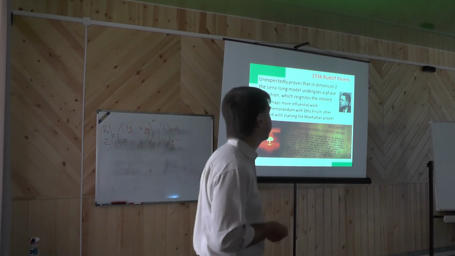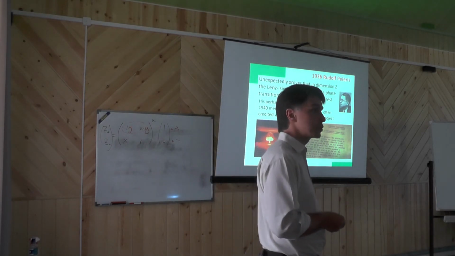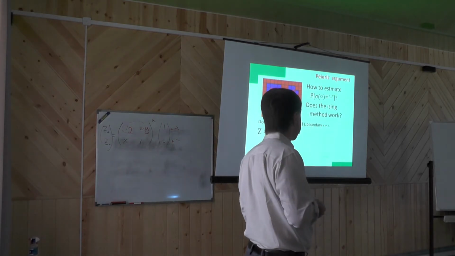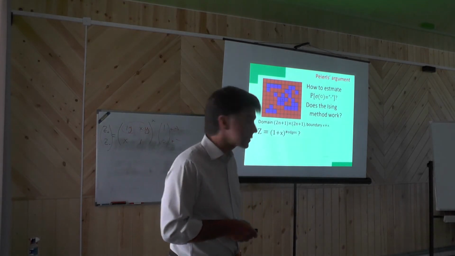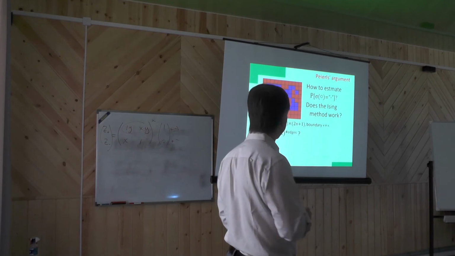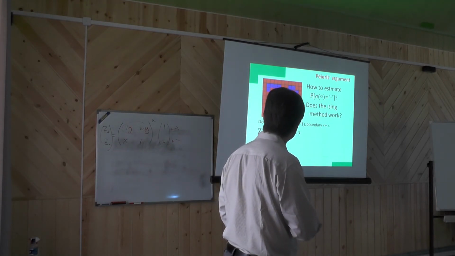And one of the things he did, he observed that actually in dimension 2 the Lenz-Ising model undergoes a phase transition. So it's actually a correct model for magnetism, or at least it exhibits the phase transition. So here's his argument. So we try to do the same thing, not for one dimension, but dimension 2. So we take a square. So here is a square 11 times 9.